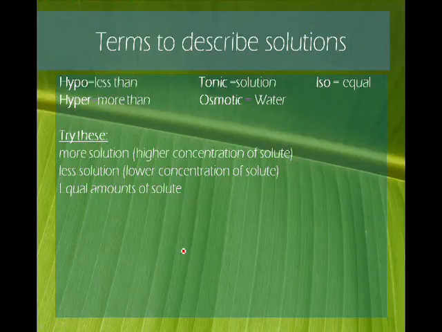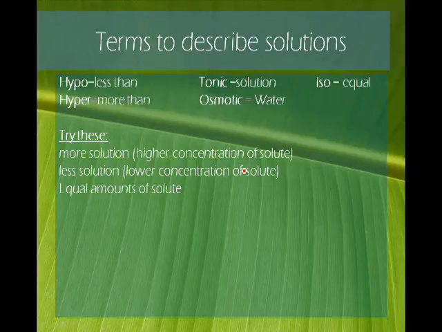Now that we understand the passive and active transports, we are going to use some terms to describe types of solutions. So hypo means less and hyper means more. Tonic means solution and osmotic means water. Iso is equal. So if there is more solution or a higher concentration of solute, we would use the word hyper for the more and tonic for the solute. So hypertonic describes a solution that has more solute.